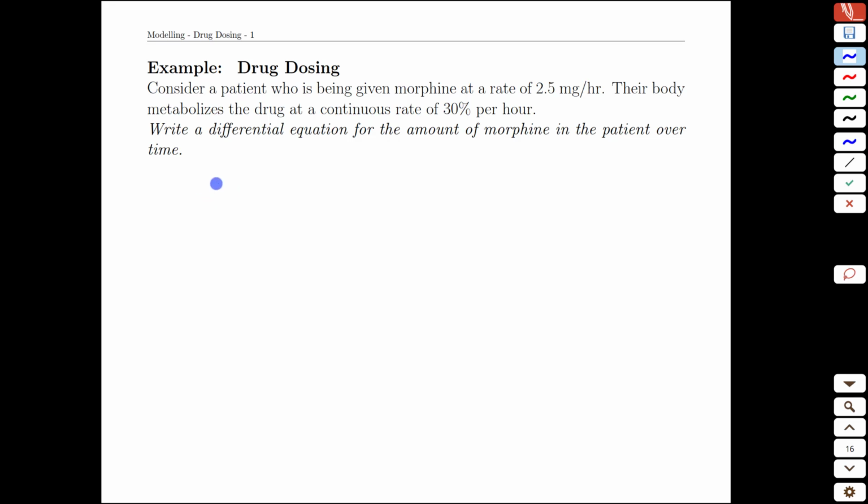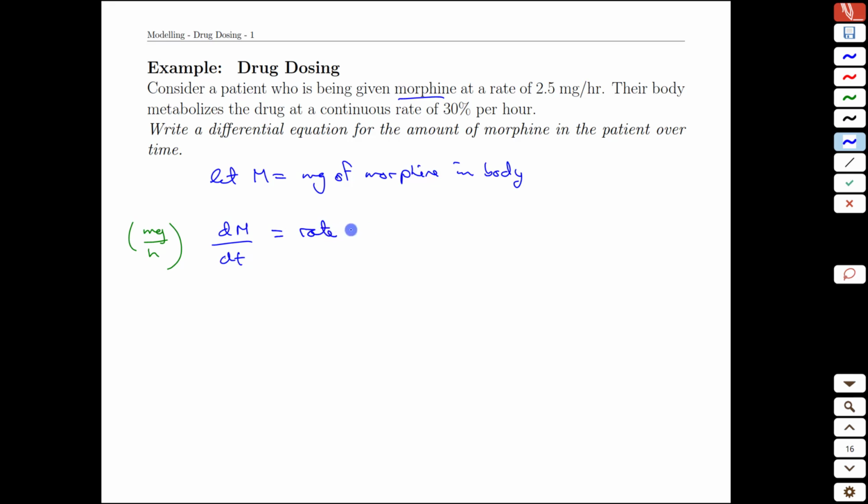So the way these models work is we have to define a variable that defines, in this case here, the level of morphine, or the milligrams of morphine, the mass of morphine in the body. We'll choose the letter M, and with that in mind, what we have are two influences. The rate of change of the morphine in the body, which we can use units to guide us here, that'll be in milligrams per hour, is going to equal the rate that morphine is coming into the body minus the rate that it's going out.